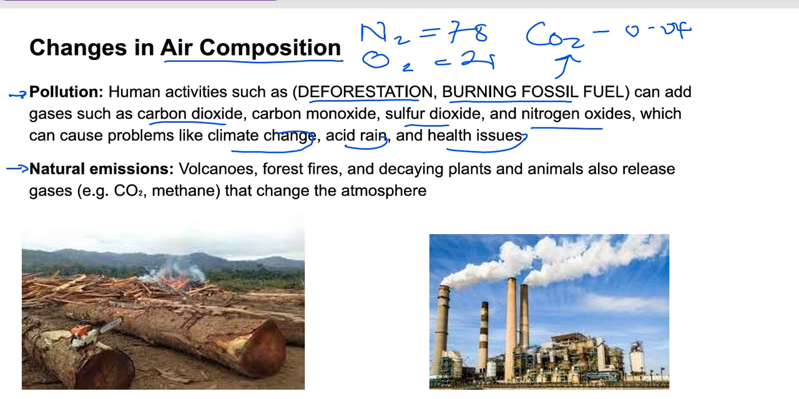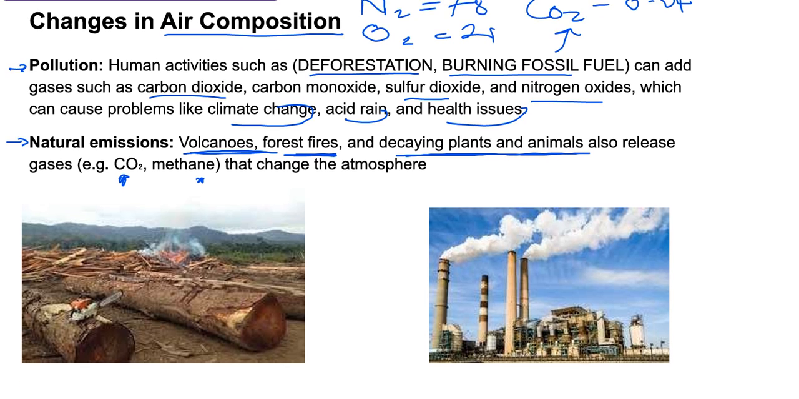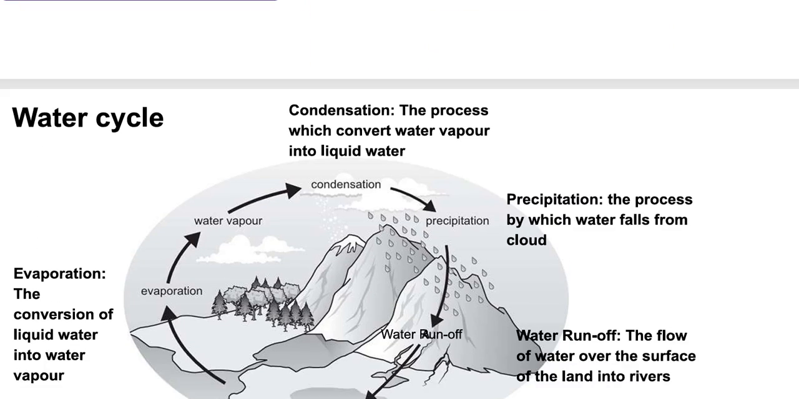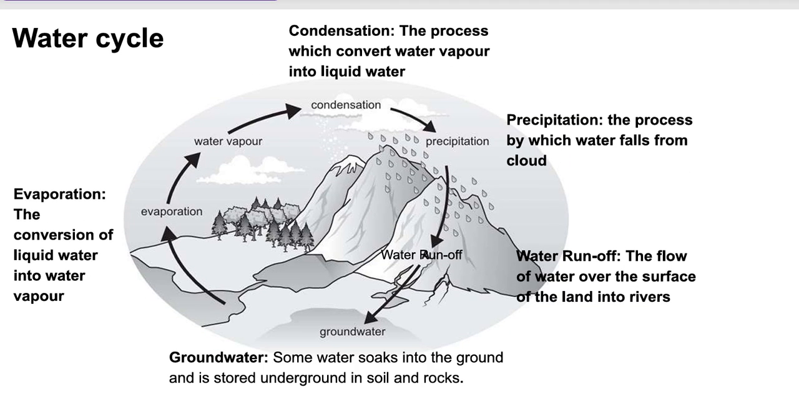Now, we also have natural emissions, like volcanic eruptions. So if volcanoes erupt, or if there are things like forest fires and decaying plants and animals, all these will help to release gases such as carbon dioxide and methane, which will now change the composition of the gases within the atmosphere.